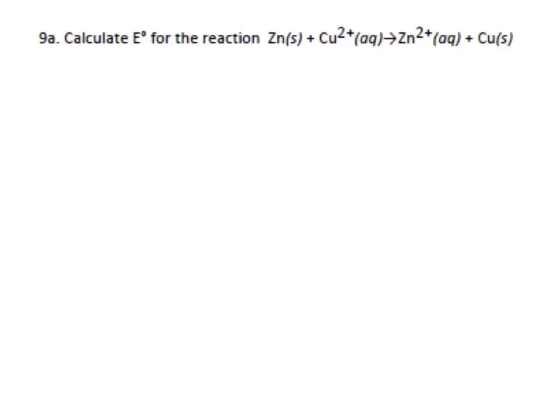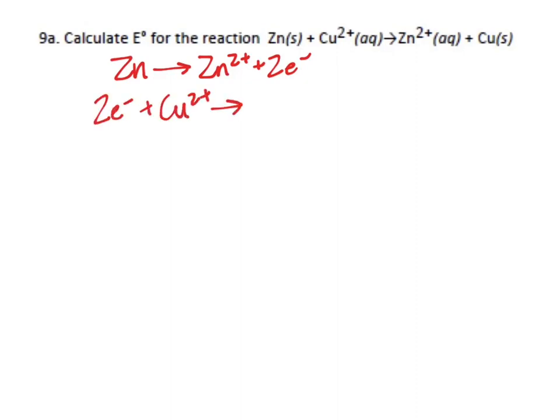It's okay. Let's go do this problem. The one I set the mark out. Now it's bigger, so I can have room to work. Calculate E naught. So we're just doing our standard E for this reaction. The very first thing we need to do is what? Half reactions. So zinc becomes zinc 2 plus plus 2 electrons. And we have 2 electrons plus copper 2 plus to give me copper.